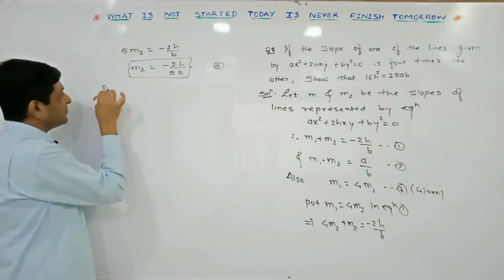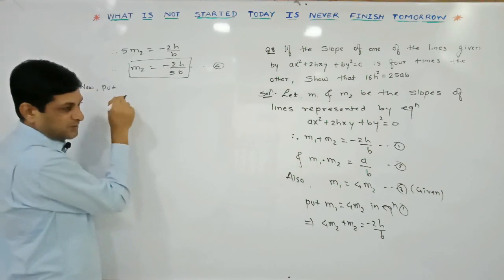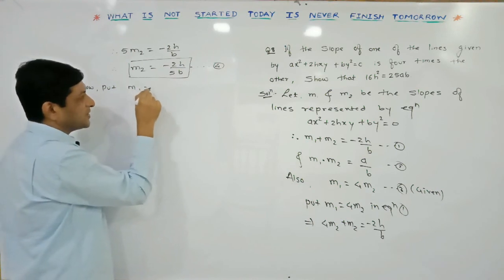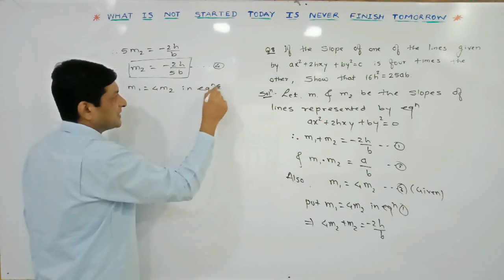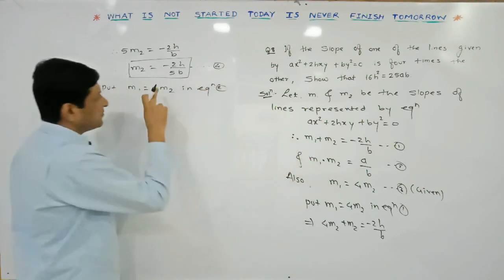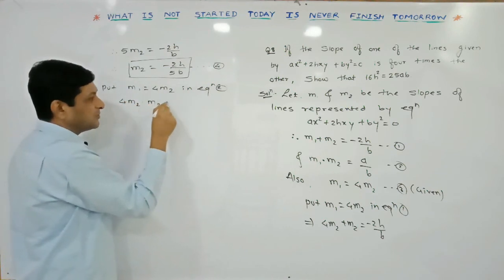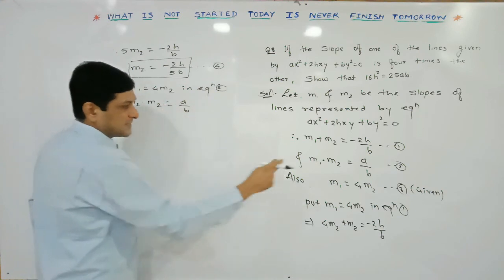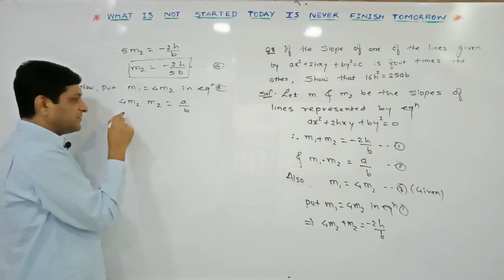So put m1 equals, means we are putting the value of m1 equals 4 times m2 in equation second. Let us see what we will get. So I am replacing this m1 by what? 4 times m2. So 4m2 into m2 is equal to a upon b. Simply, this m1 we have replaced by 4m2. Now let us simplify it.